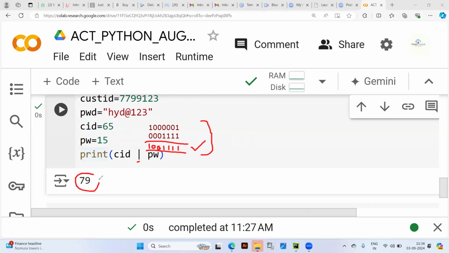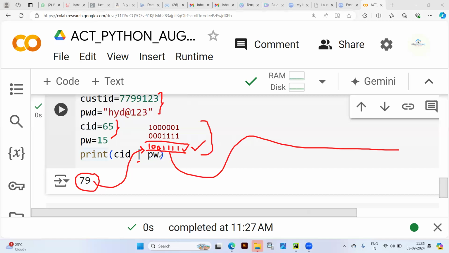This 79 is a decimal value, but the computer network is going to carry this particular value. When the hacker sees it, he will not understand the customer ID and password you gave, because the presentation layer converts and performs this operation. Finally, this value goes through the network. The hacker never understands its meaning. Bitwise OR, AND or exclusive OR, any operator can be useful for performing the encryption and decryption process.